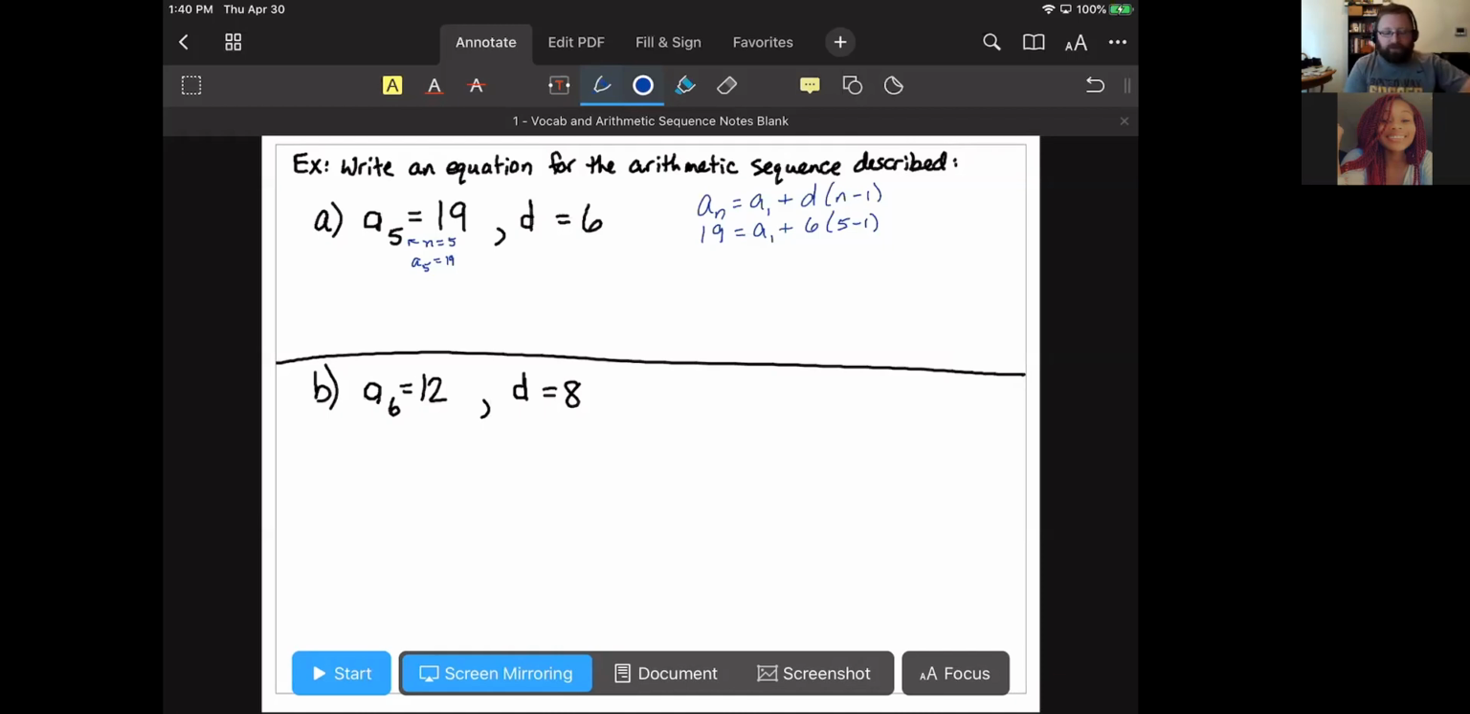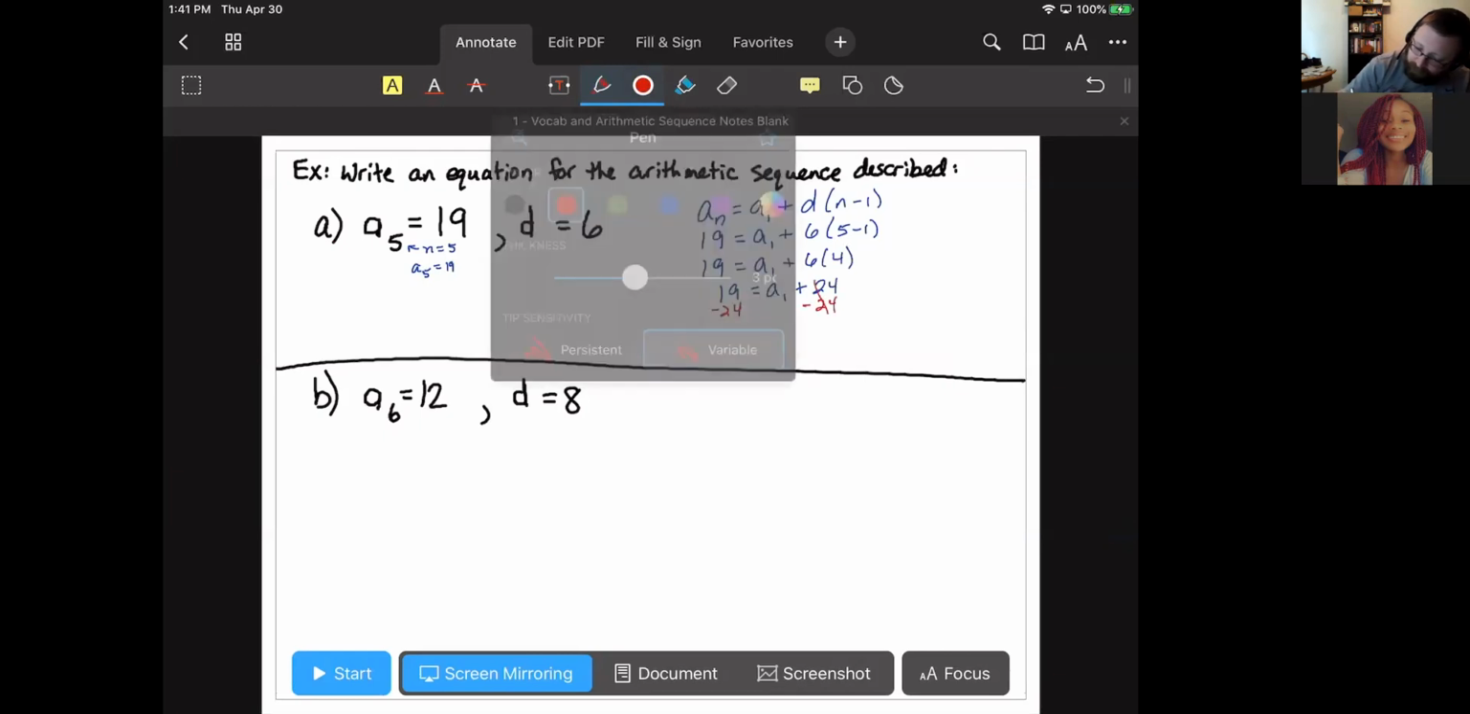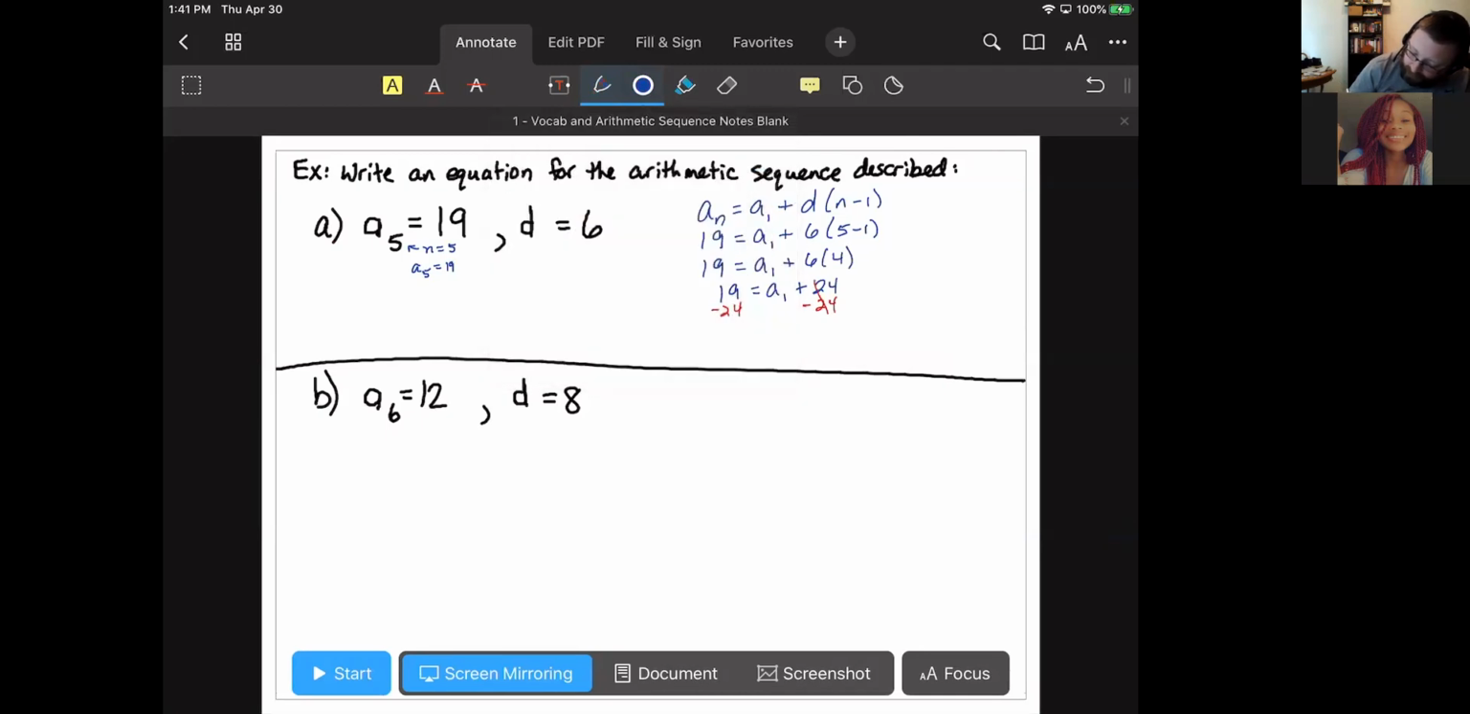What we do is we solve for a sub 1. So we do 5 minus 1, which is 4. Then we do 6 times 4, which is 24. And then we solve for a sub 1 by subtracting 24 from each side. That gives us the first term is negative 5.